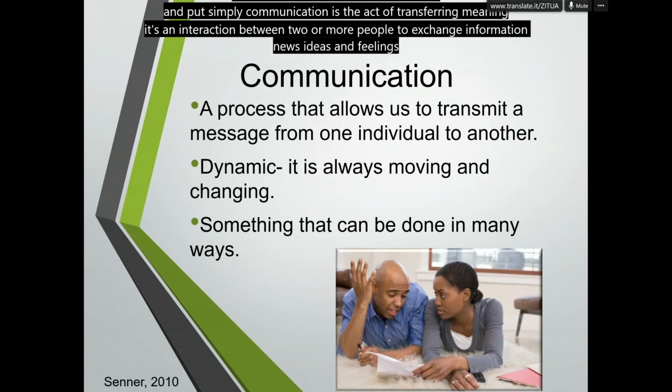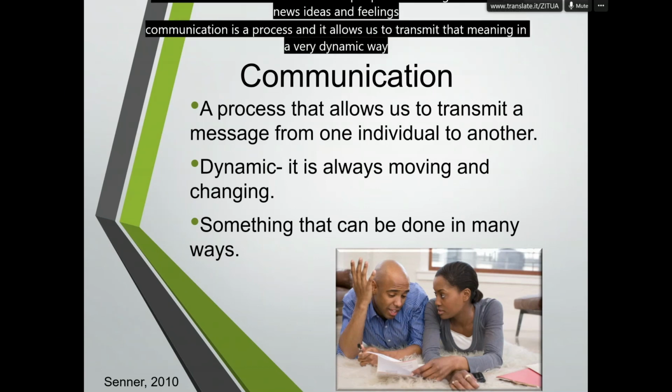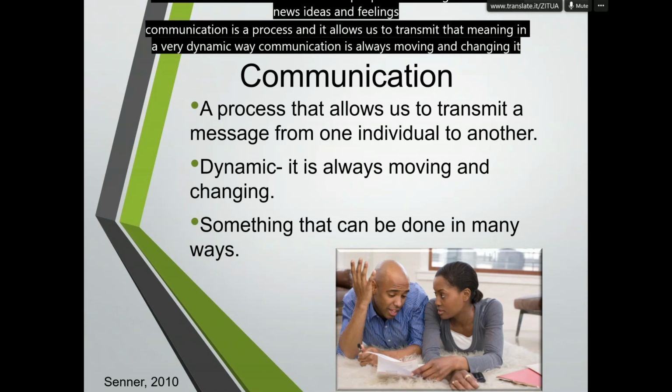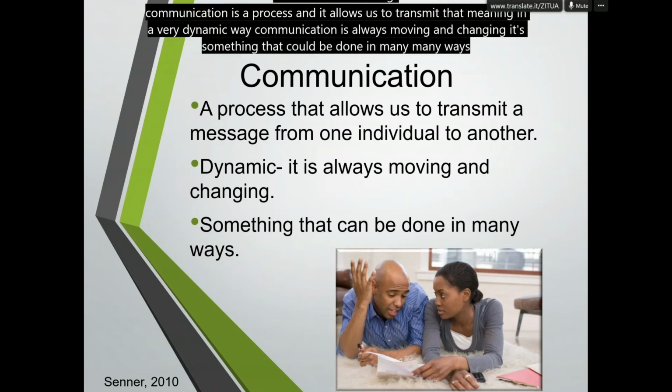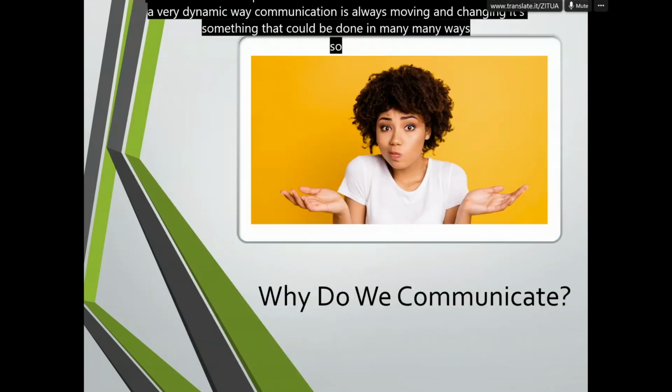Communication is a process, and it allows us to transmit that meaning in a very dynamic way. Communication is always moving and changing. It's something that can be done in many, many ways. So why do we communicate?